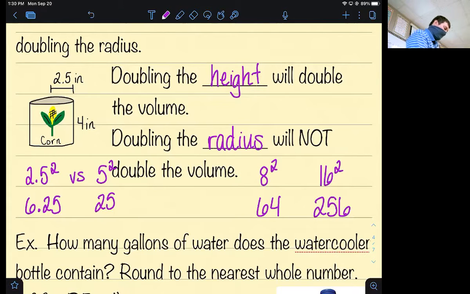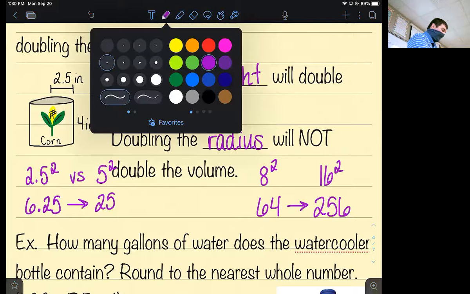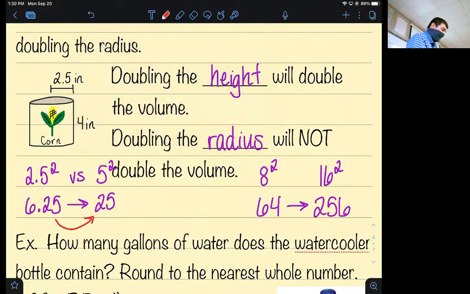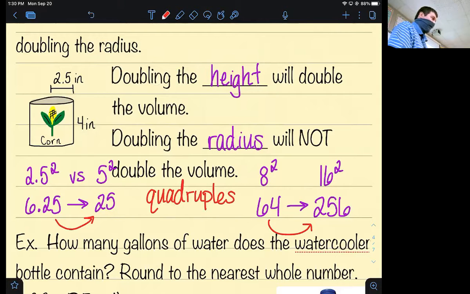What's the relationship between 6.25 to 25 and 64 to 256? Xander? 4. Yeah. Doubling the radius actually in effect quadruples. I'm not going to spell that right. Quadruple. That can't be right. I don't know. I'll have to Google that to see if that's right. It quadruples the volume, doesn't it? It doesn't double it. It actually quadruples it.